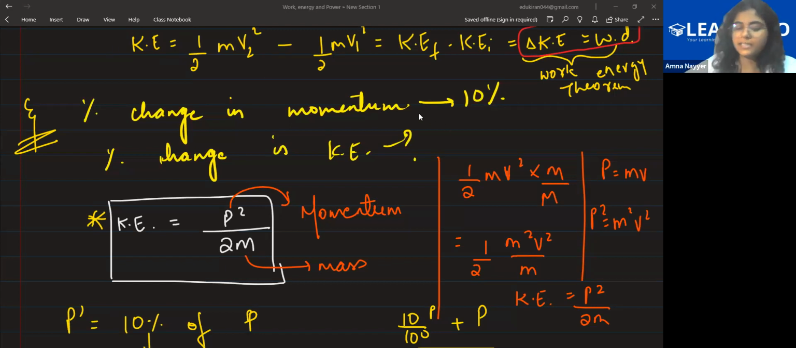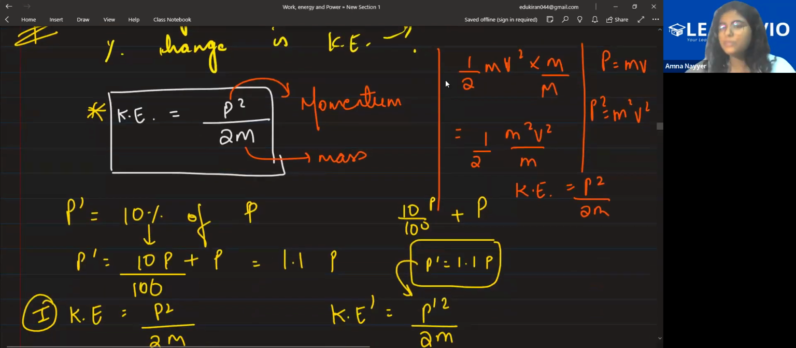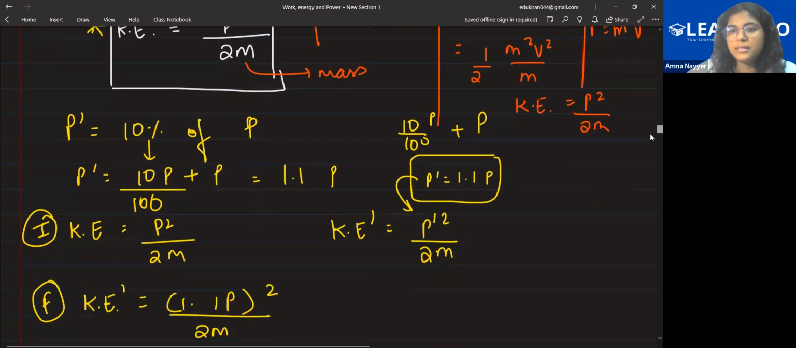So in the last class, what all have we studied? We started with the formula of momentum's relation with kinetic energy. We've basically seen that kinetic energy is directly proportional to the square of momentum. So kinetic energy is equal to P square by 2m, where P is the momentum and m is the mass. This was one portion which we had seen.